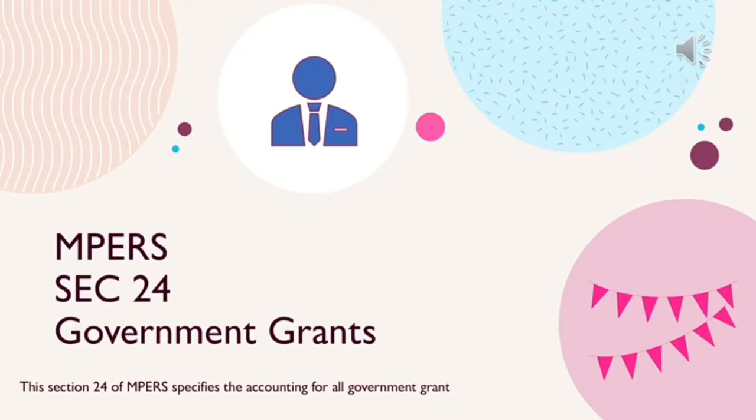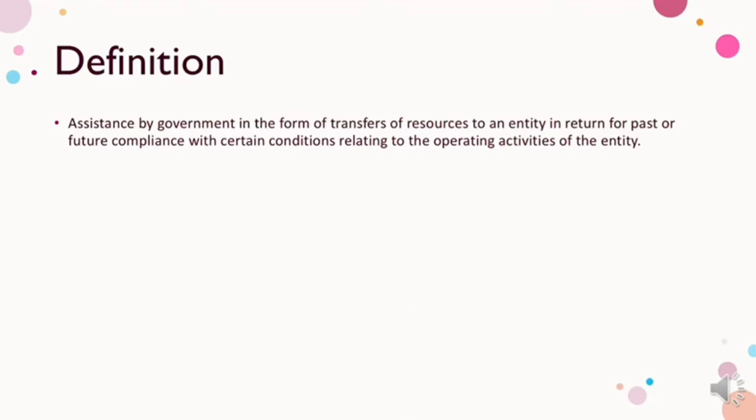Now, I will explain regarding Section 24 Government Grant. This Section 24 of MPERS specifies the accounting for all government grants. The definition of Section 24 Government Grant: it is assistance by government in the form of transfer of resources to an entity in return for past or future compliance with certain conditions relating to the operating activities of the entity.